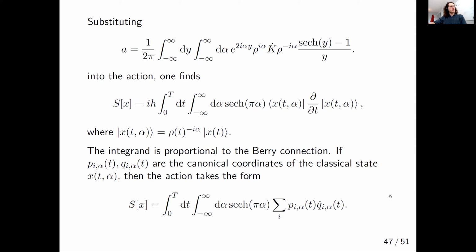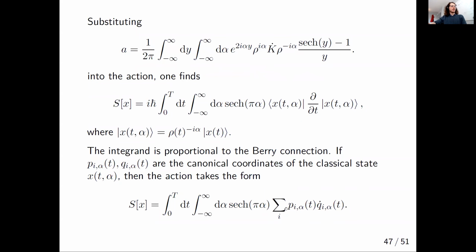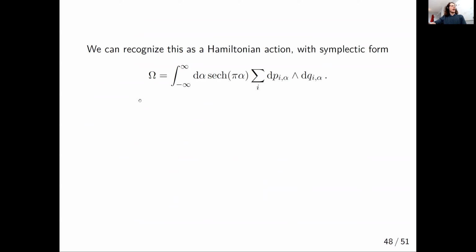which is the action in terms of the canonical coordinates of these states generated by modular flow. This is a Hamiltonian action. So this is just a particular kind of symplectic potential that's integrated along a curve. And the symplectic form is this.